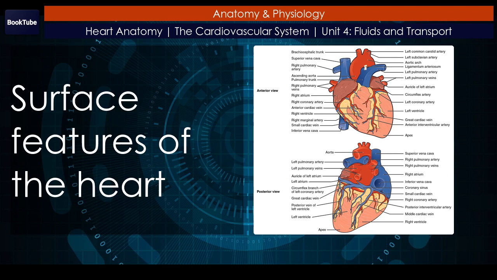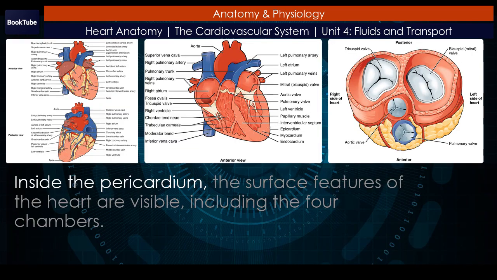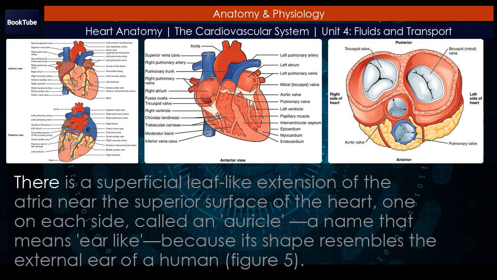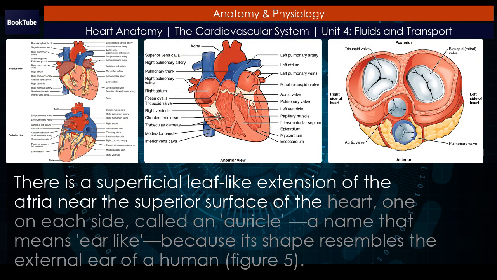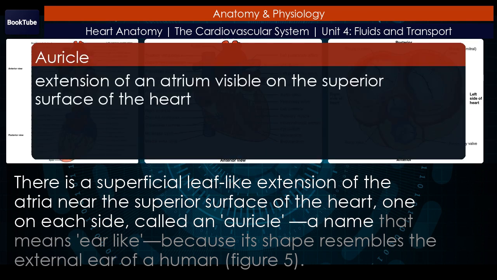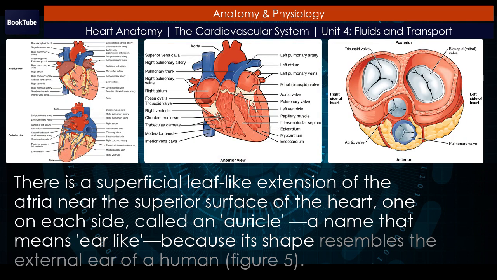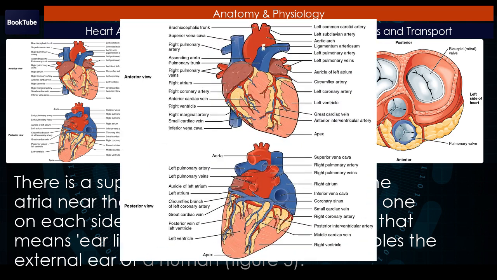Surface features of the heart. Inside the pericardium, the surface features of the heart are visible, including the 4 chambers. There is a superficial leaf-like extension of the atria near the superior surface of the heart, one on each side, called an auricle, a name that means ear-like, because its shape resembles the external ear of a human.